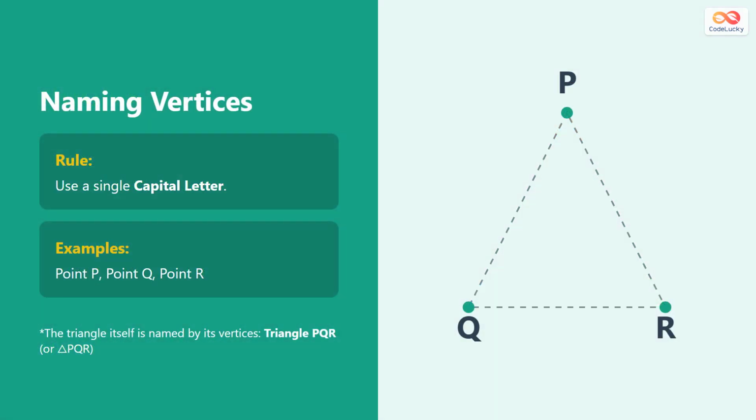Now let's learn how to write these down properly. For vertices, it is very simple. We use a single capital letter. For example, we would refer to the top point here as point P and the bottom ones as point Q and point R.